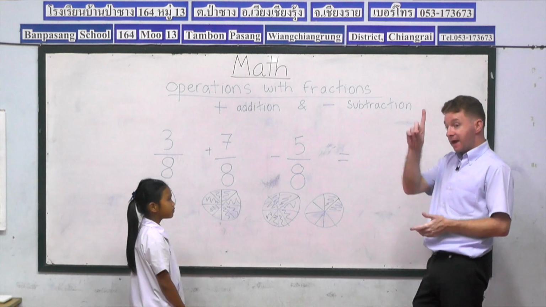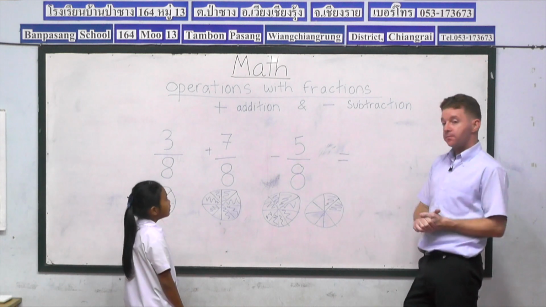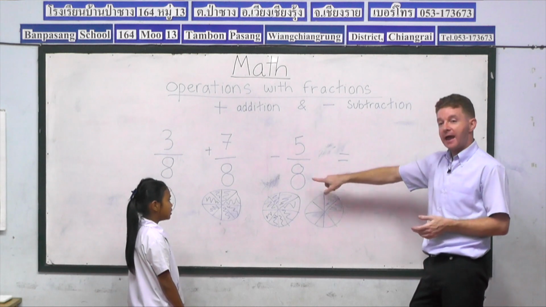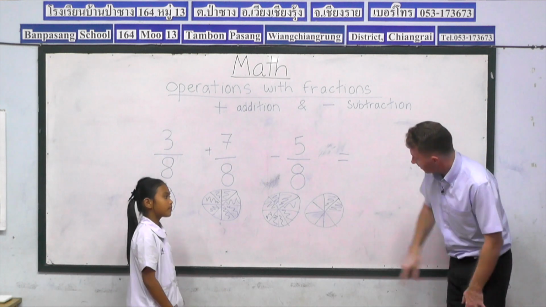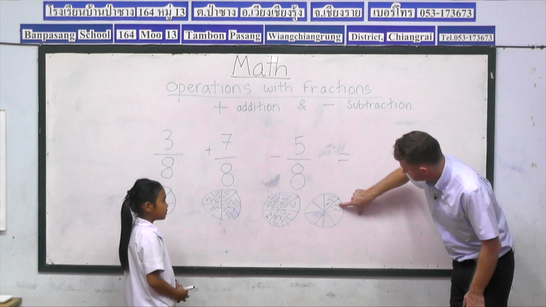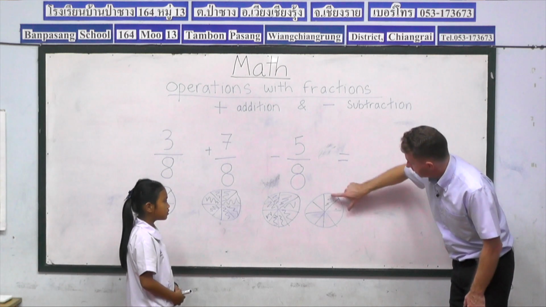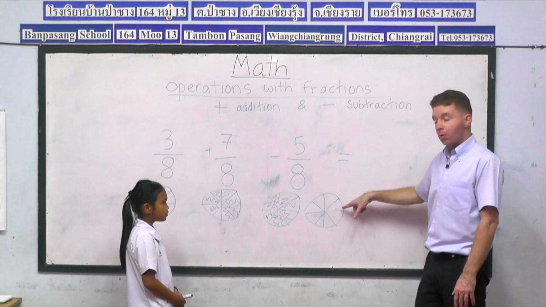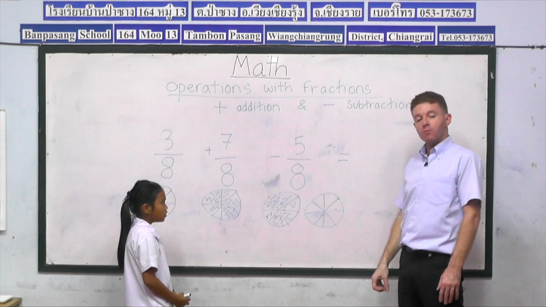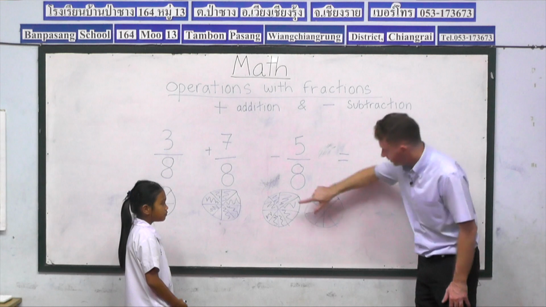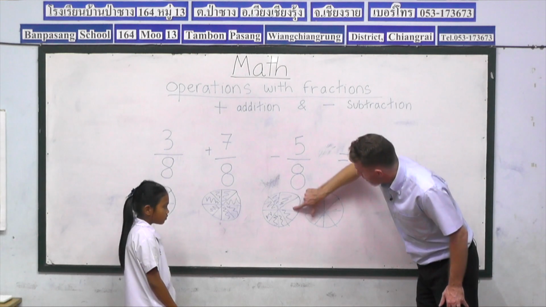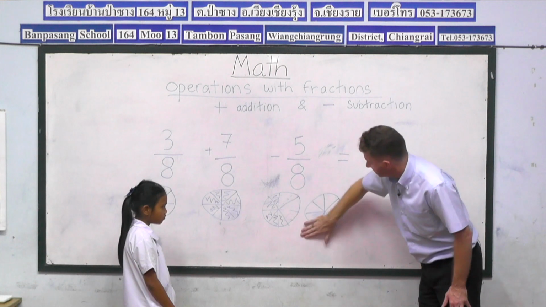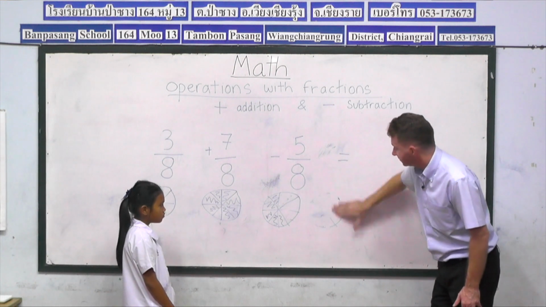Okay? But next, what do we need to do? Subtract 5 over 8. So what we can do first is let's remove 1, 2, and now if we've removed 2 already, how many do we need to remove of the first circle? 3. 1, 2, 3. So now we can remove this circle because it's empty.